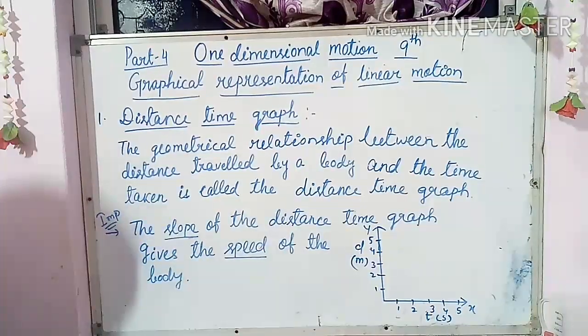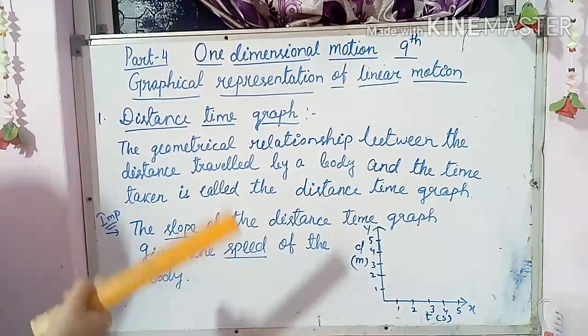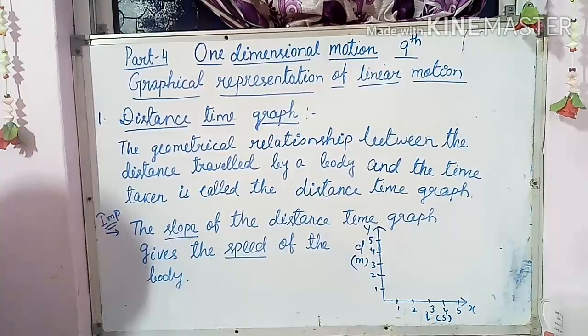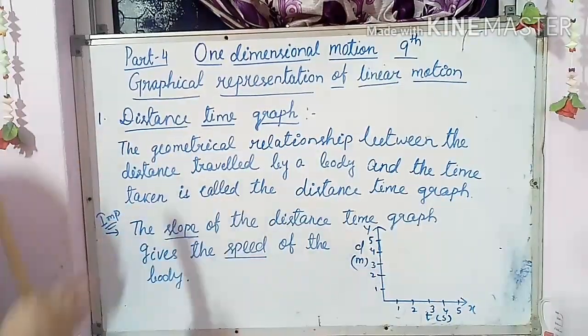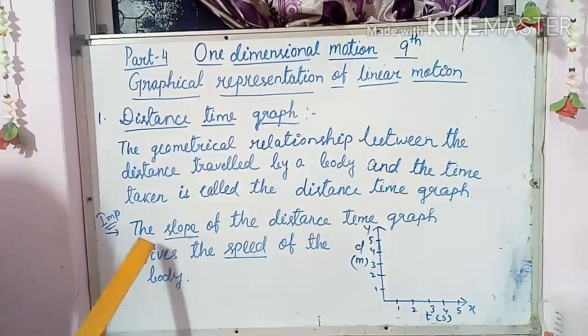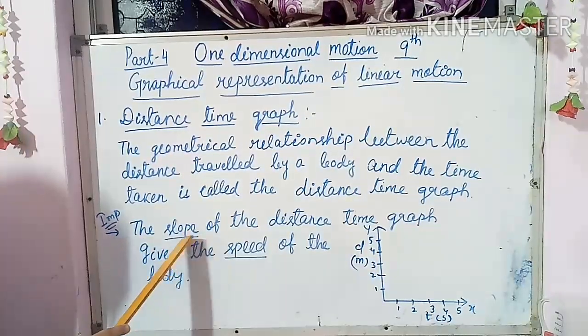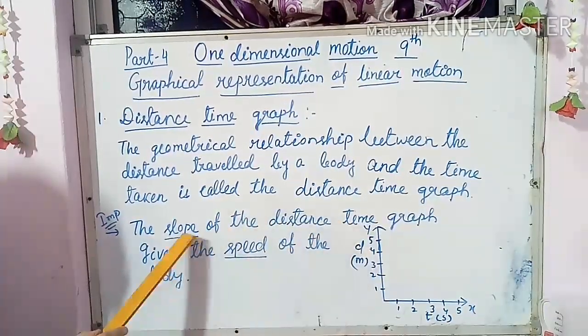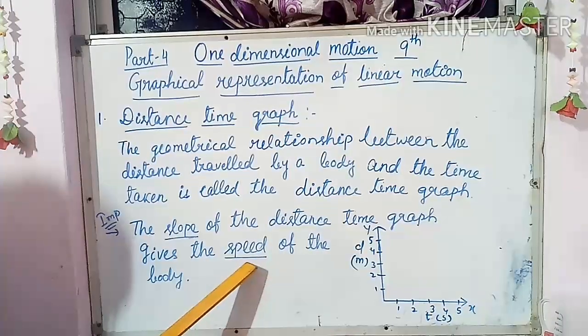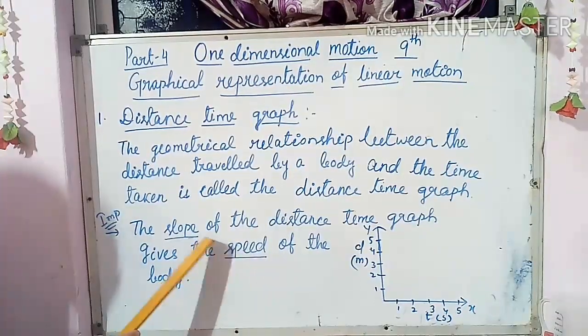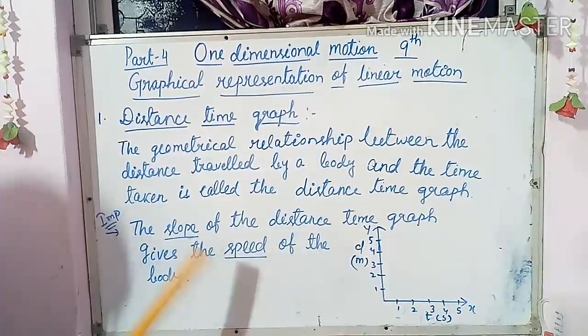Right now I will tell you how many types of distance time graphs will come and what they are representing. That is known as the slope. So the slope of the distance time graph, what is it representing? It is representing the speed. This big question comes most of the time in your exam.